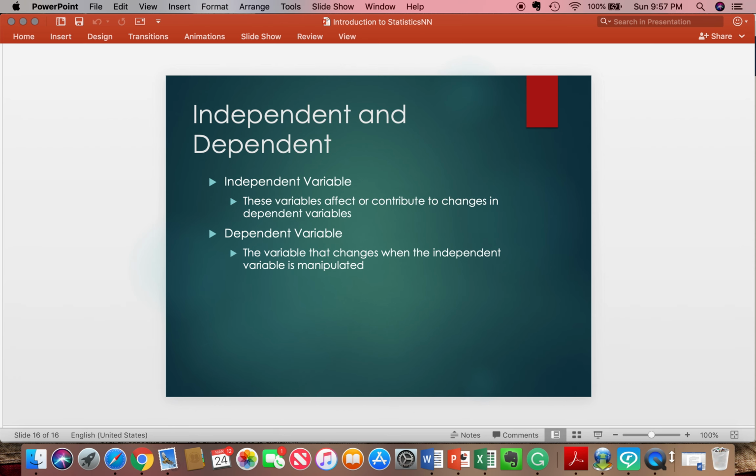And then finally, independent and dependent variables. This is going to be important this week, because with our independent and dependent variables, this is what you are going to need for every research study. An independent variable, just think of the independent variable as the one that we have the ability to change. These variables affect the dependent variable.